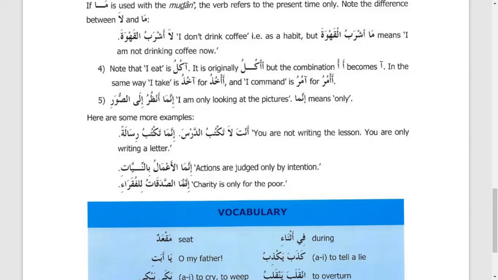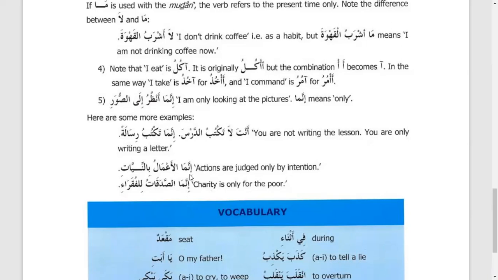Basically, this ma is another kind of ma, which is called ma al-kaffa, which cancels the rule of inna. That's right. It cancels the impact of inna, because we know that the noun after inna has to be mansoob, so it should be innal amala bin niyat. But when ma comes over there, it cancels the effect of inna. So it will be innamal amalu bin niyat. Actions are judged by the intention.